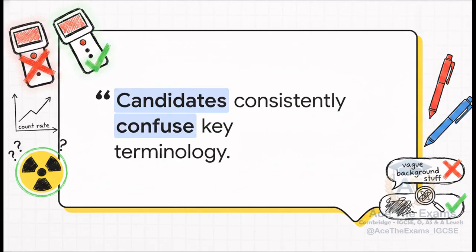Look, in physics, words have highly specific mathematical definitions. When you confuse them, the examiner literally cannot award you the marks, even if they suspect you secretly know the right concept in your head. Precision is your absolute best friend here. If you write vaguely about background stuff, the red pen is coming out. You must use established, rigorous terminology.